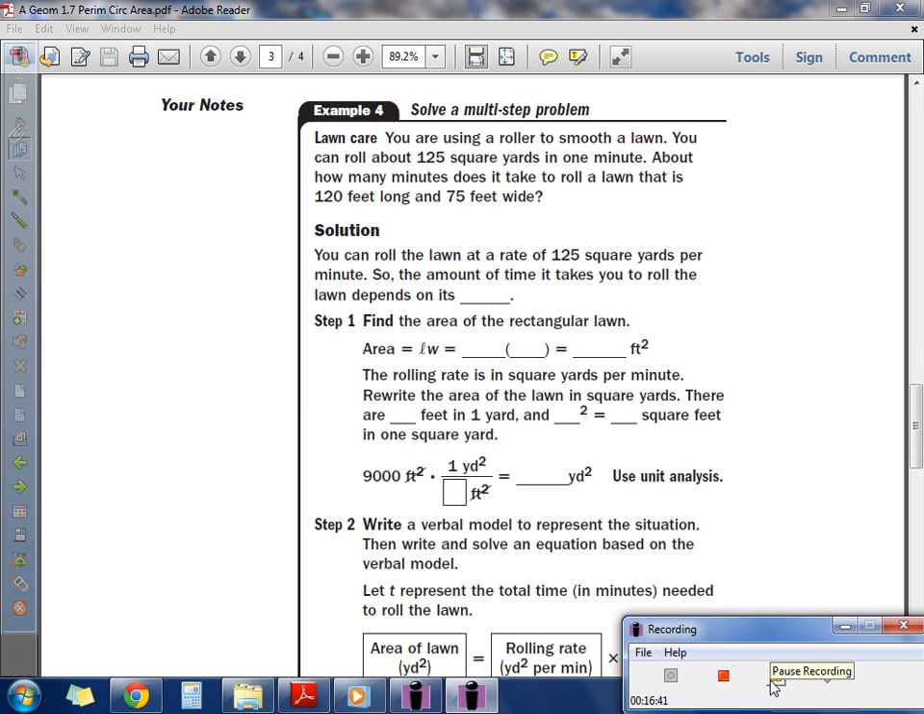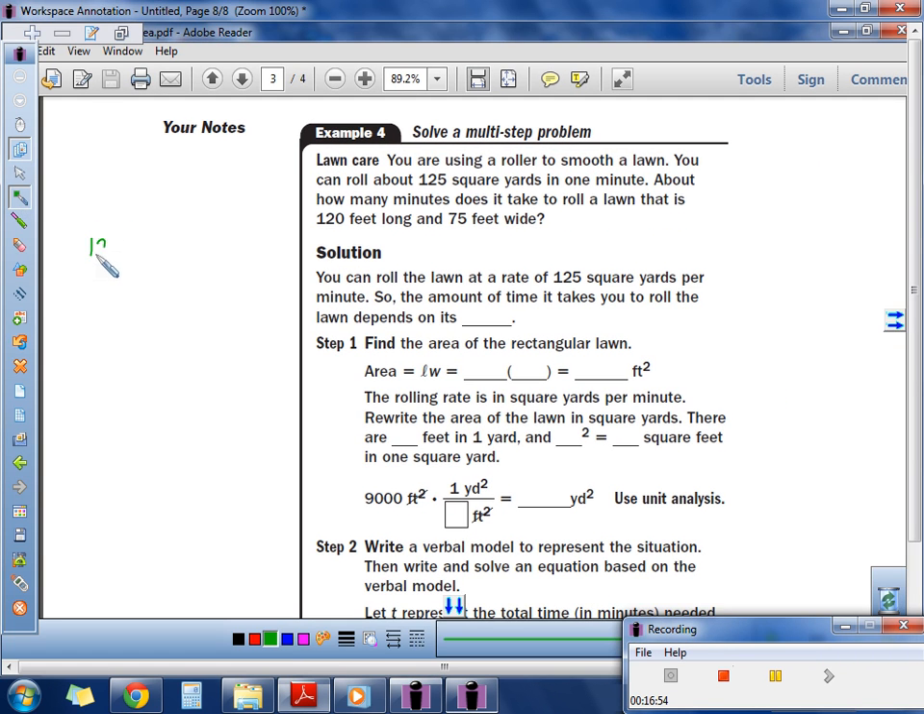All right, this next question says, you're using a roller to smooth the lawn. You can roll about 125 square yards in 1 minute. I like to write that as a rate. So 125 yards is written like this. 125 yards per, is divide, 1 minute. That's a good way to start.